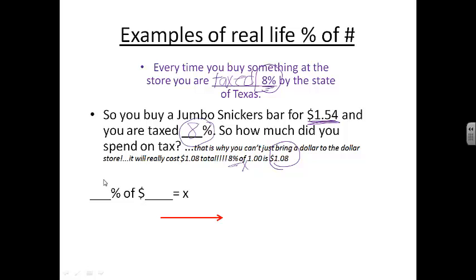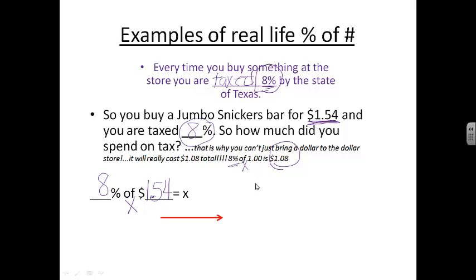So what would I put in front of the percent sign? Very good. You're going to put 8% of, which means multiply, $1.54. Now, I want you to set it up. We're going to change this to a decimal first, and then I want you to set it up and work it out. Pause me, and come back and see if you got the right answer. But first, let's change our percent.